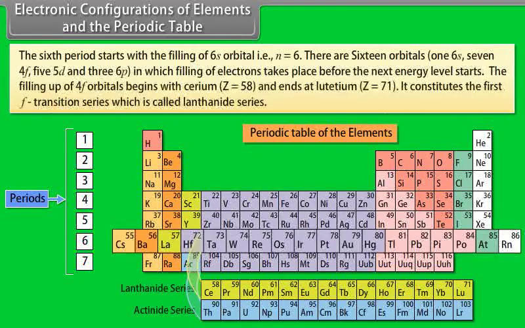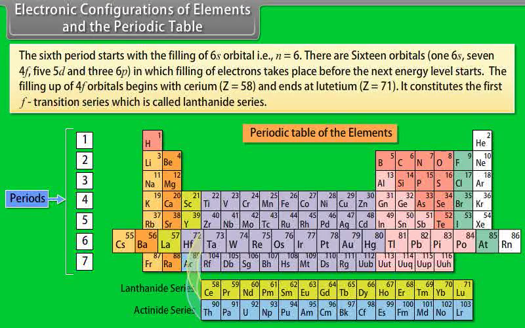The sixth period starts with the filling of 6s orbital, that is, n is equal to 6. There are 16 orbitals, 1 6s, 7 4f, 5 5d and 3 6p, in which filling of electrons takes place before the next energy level starts.